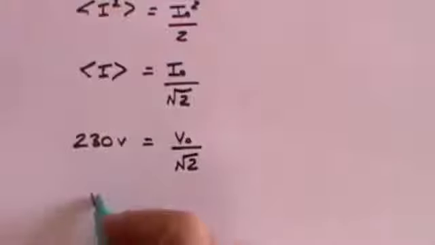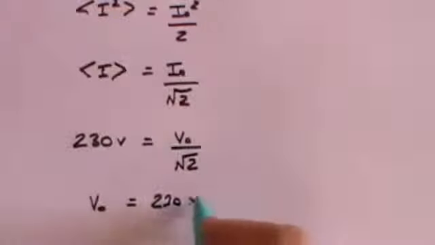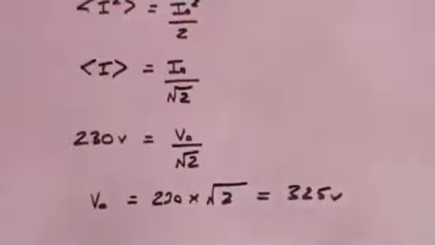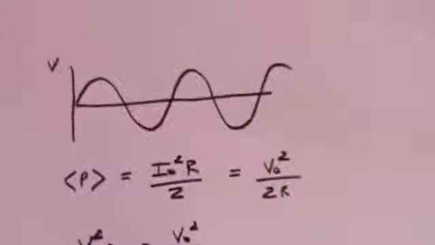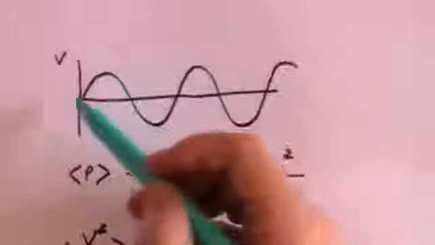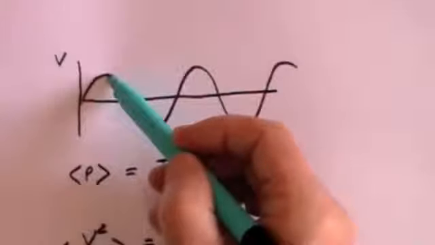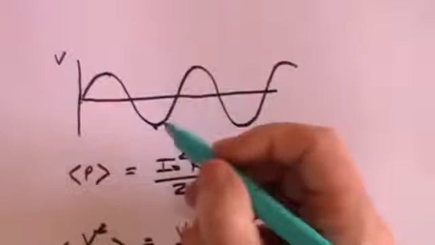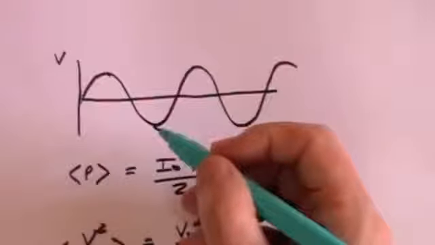The average voltage is equal to the maximum voltage divided by the square root of 2, which means that the maximum voltage is equal to 230 times the square root of 2. And that is approximately 325 volts. So what we're actually saying is that in the United Kingdom, when you plug in at the wall, you're getting an average of 230 volts, but in fact the actual peak is 325 volts here and minus 325 volts here. So it's an even bigger voltage than you think it is at its peak.